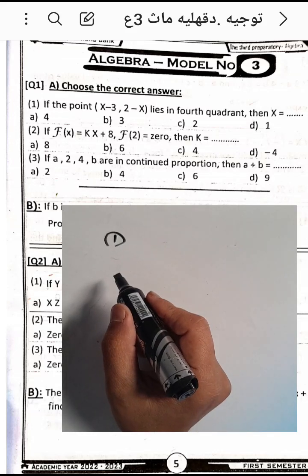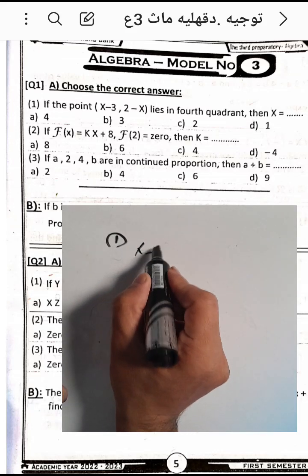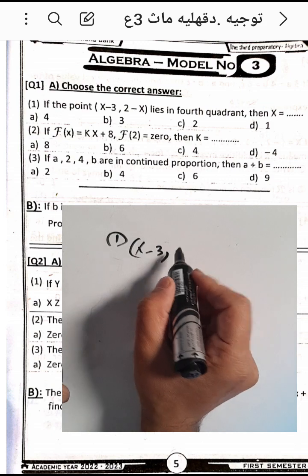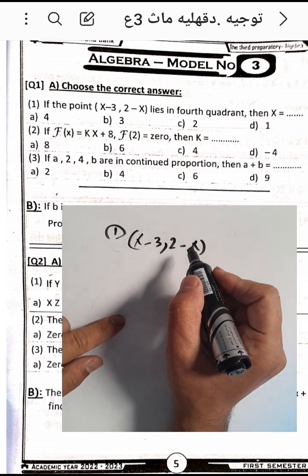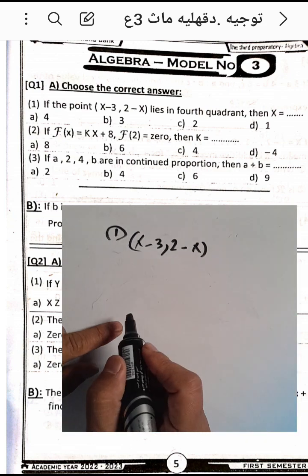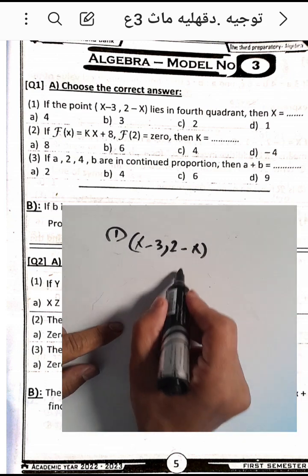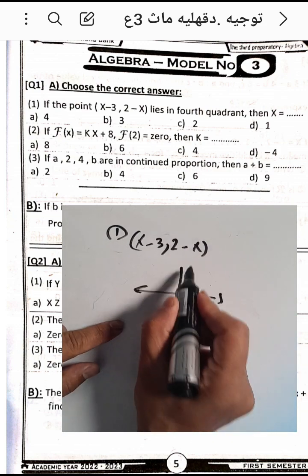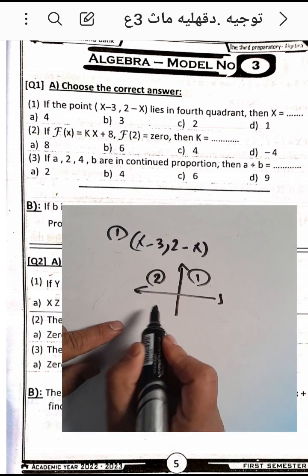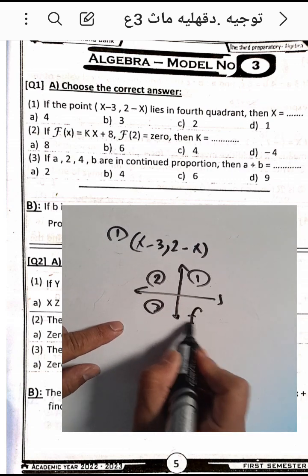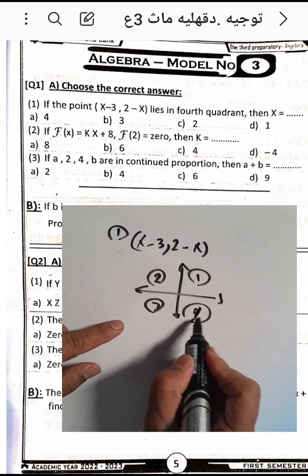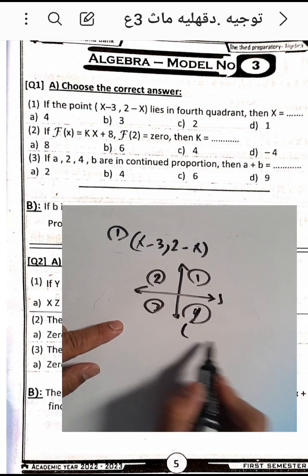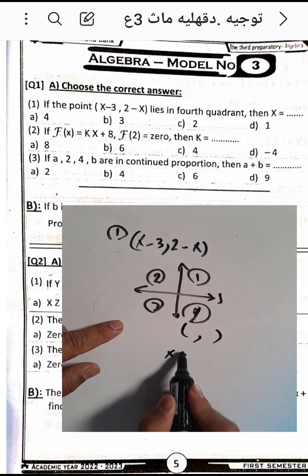Choose the correct answer. If the point (x - 3, 2 - x) lies in the fourth quadrant, then x equals what? What about the fourth quadrant? We have the first quadrant, second quadrant, third quadrant, and fourth quadrant. Okay, the signs of x and y in the fourth quadrant, in order, x and y.